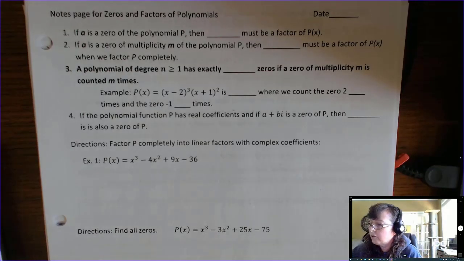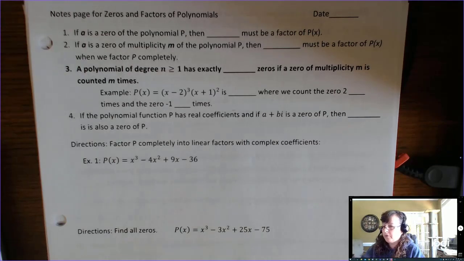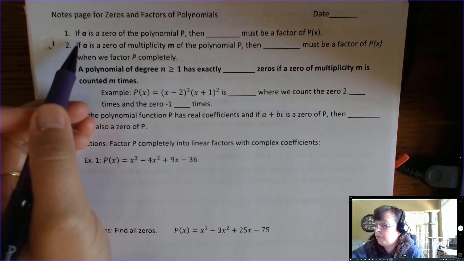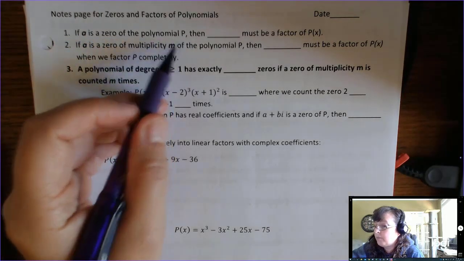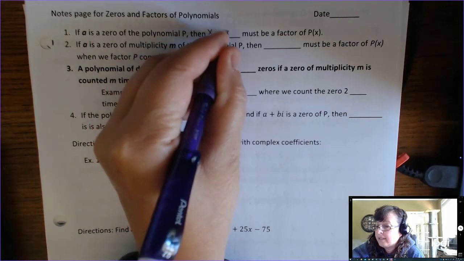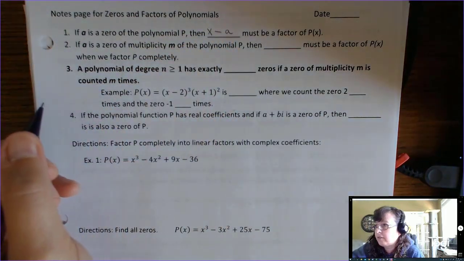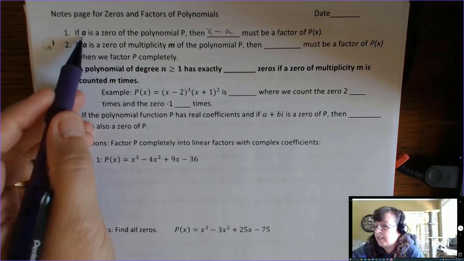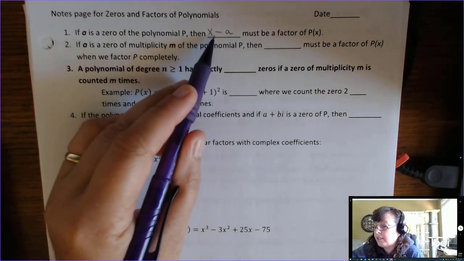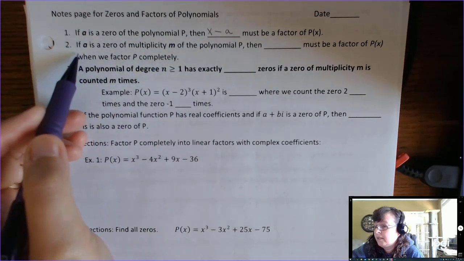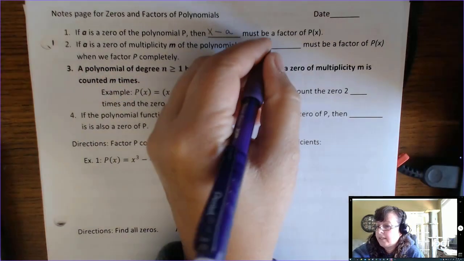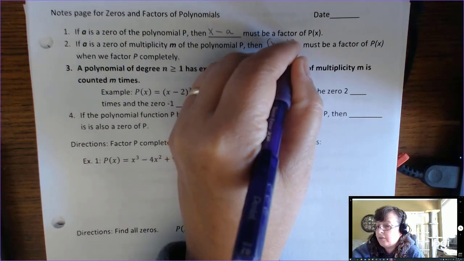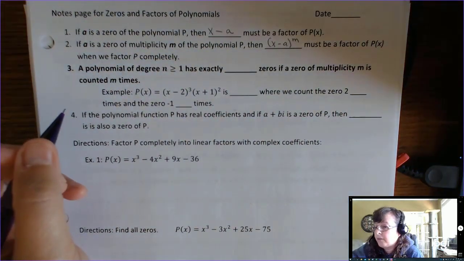Okay, this is the notes page for zeros and factors of polynomials. So we have four really important facts that should be reviewed. The first one is if a is a zero of a polynomial, then x minus a must be a factor of p of x. So anytime you want to turn a zero into a factor, it's x minus a. 2, if a is a zero of multiplicity m of the polynomial, then x minus a to the m-th power must be a factor of p of x.